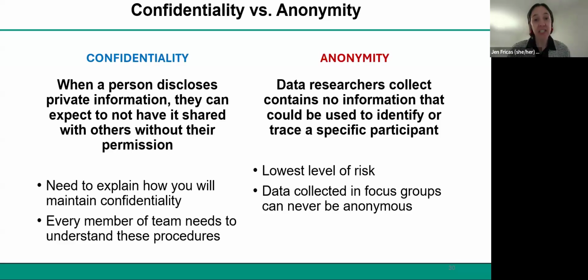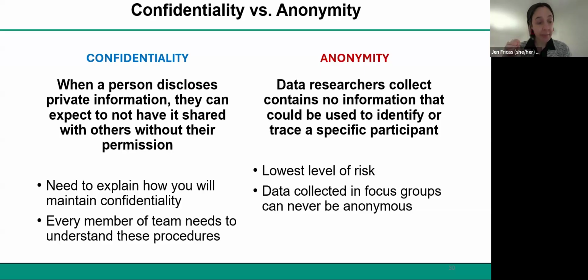Confidentiality means that when a person discloses private information, they can expect that we're not going to share it with others without their permission. You and each member of your data collection team need to understand what steps and processes your organization follows to assure that participants' or clients' data is not shared without their permission with those who don't have a legitimate need to know. On the other hand, anonymity means that the data researchers collect contains no information that could be used to identify or trace a specific participant or client.